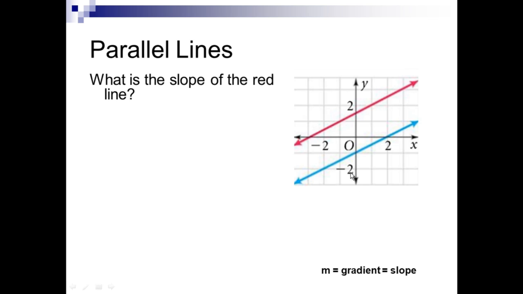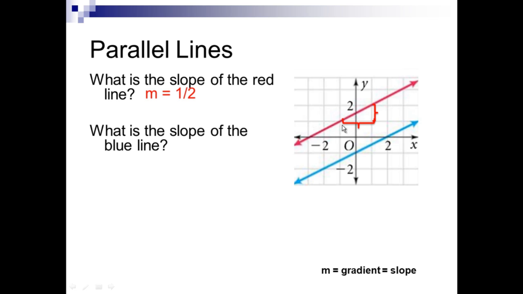What is the slope of the red line? Let's check it. The slope is 1/2. How about the blue line? The slope is 2/4. So, parallel lines always have identical gradient or slope.